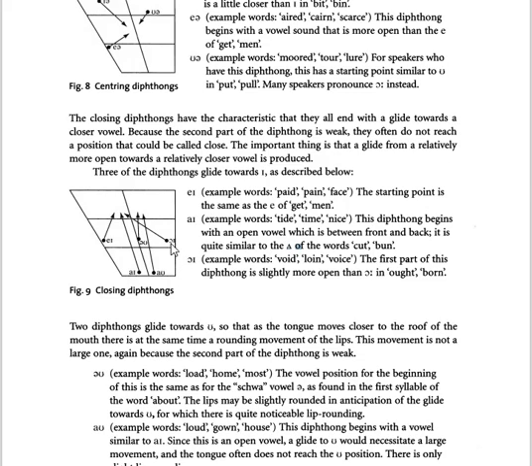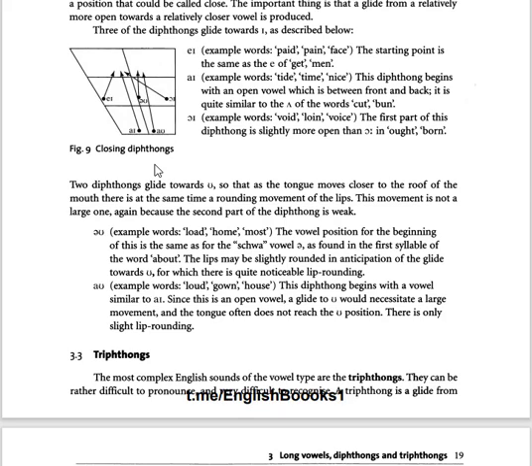And this sound oi, example words: void, loin, voice. The first part of this diphthong is slightly more open than the long vowel o in ought, pawn. It is not similar to this sound, but when we say oi in void, loin, voice, in boy, toy, and so on. So many examples we can get.